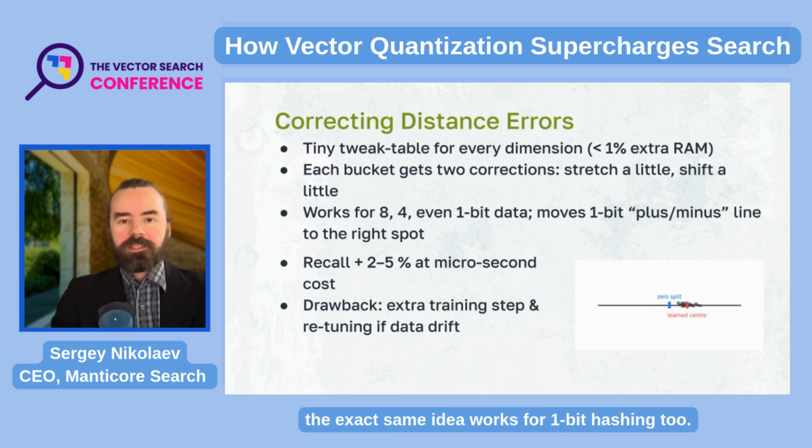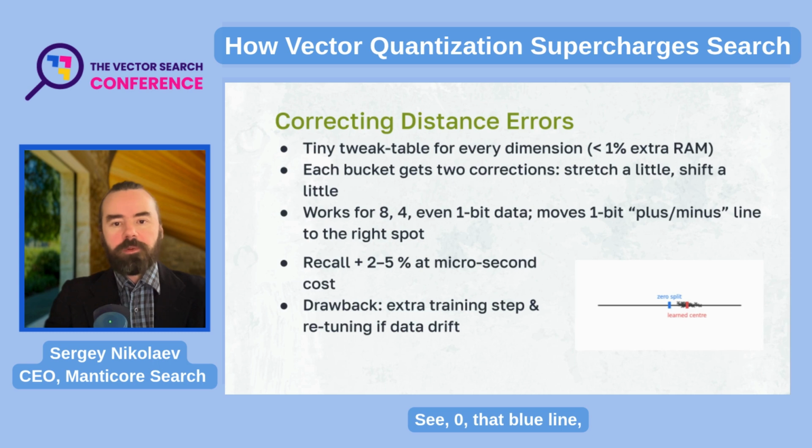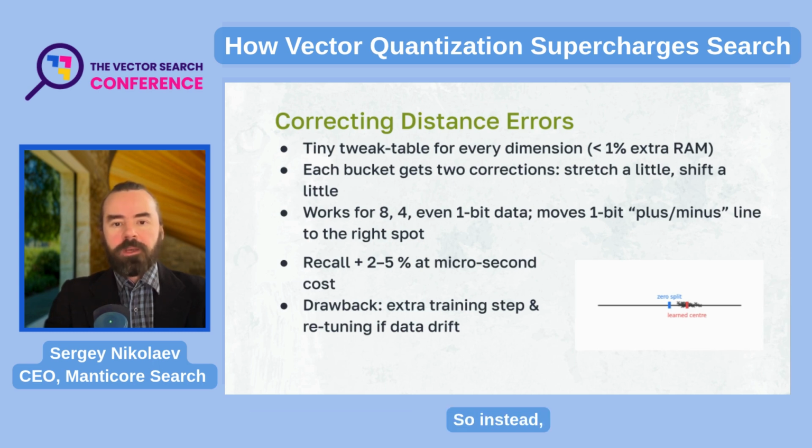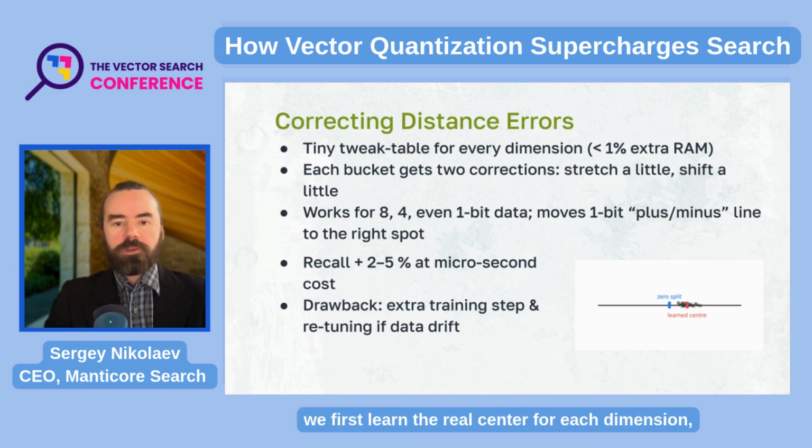And actually, the exact same idea works for 1-bit hashing too. See, 0, that blue line, isn't always the best place to split positives from negatives. So instead, we first learn the real center for each dimension, that's the red line, and then store just the sign relative to that. You still get the same tiny 1-bit payload, but the angle error is almost cut in half.